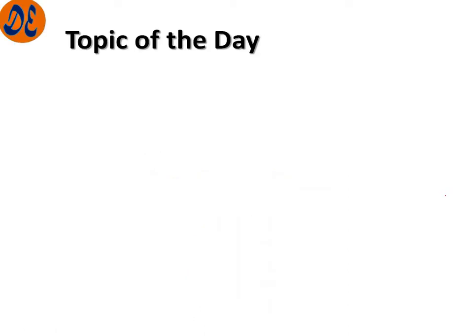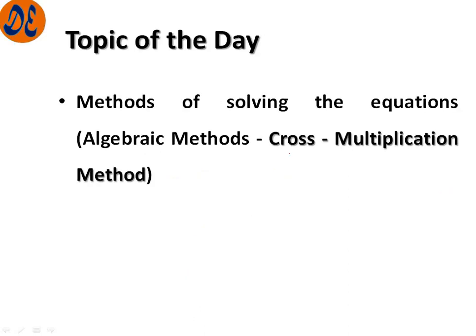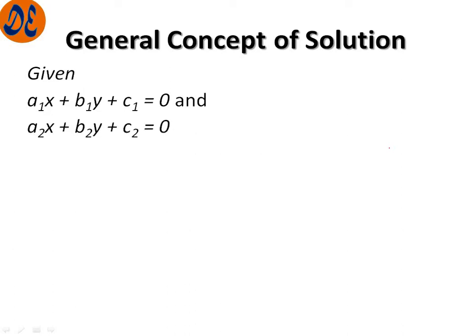This is part 4, and today we will be trying to understand the cross multiplication method for solving the pair of equations. So what is the general concept? Before going to the main point, let us revise the general concept that we have. Whenever we are given an equation in two variables, it is always in the form ax plus by plus c is equal to 0.